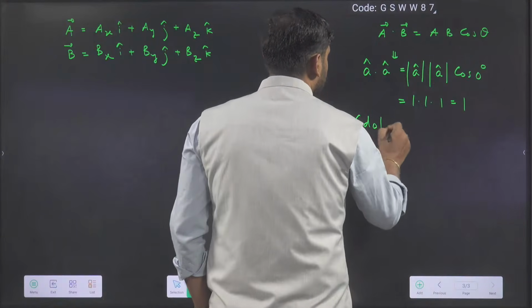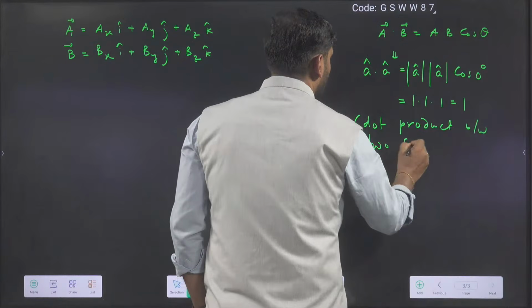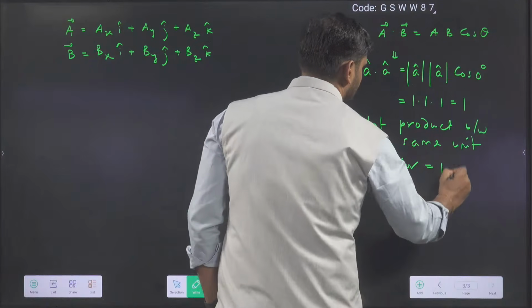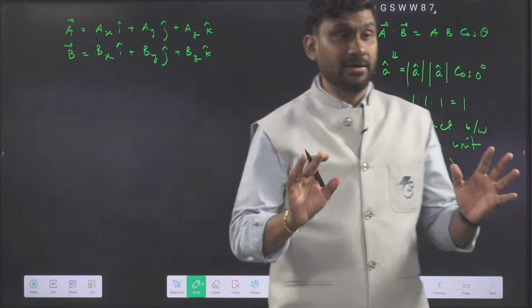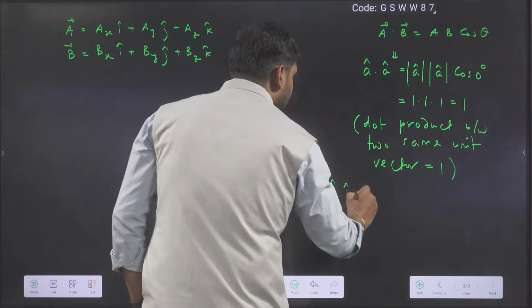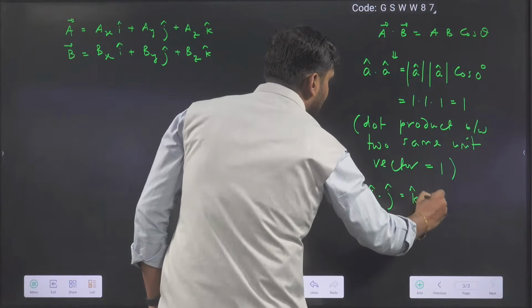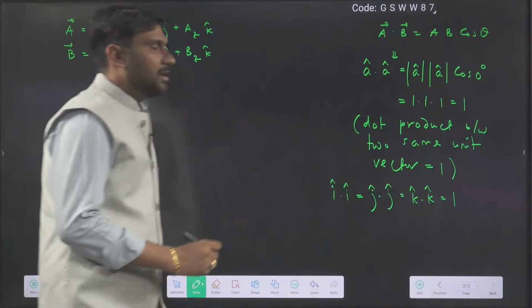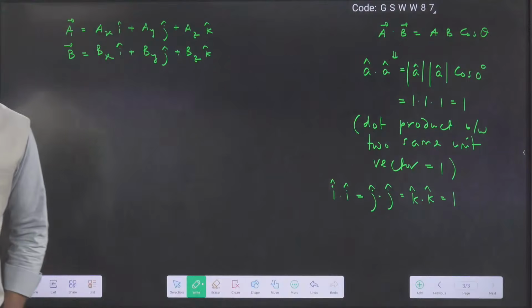So dot product between 2 same unit vectors is always equal to 1. If I do i cap dot i cap, or j cap dot j cap, or k cap dot k cap, all these are equal to 1. I dot i, j dot j, k dot k, everything is equal to 1.